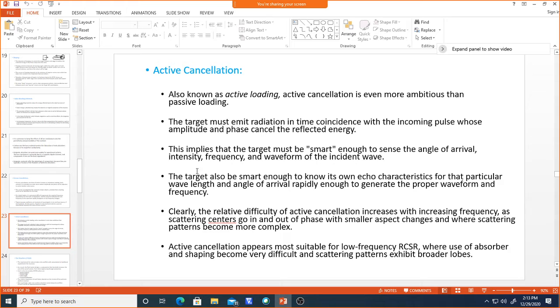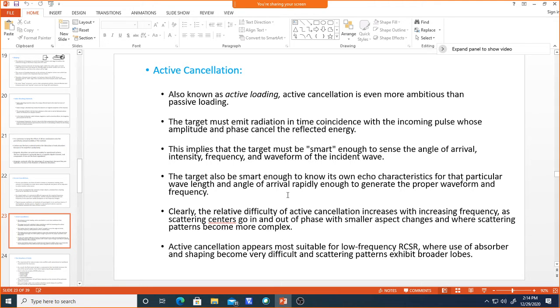In what parameters must the target be smart to cancel that amplitude and phase? It should sense the angle of arrival, because with respect to spatial coordinates, it should read the incident wave. With respect to angle of arrival, what is the intensity, what frequency it is operating at, and also the waveform shape, whether it is rectangular, triangular, or sine waveform. If the target is smart enough to read all these parameters, then we can reduce the radar cross section by the active cancellation method.